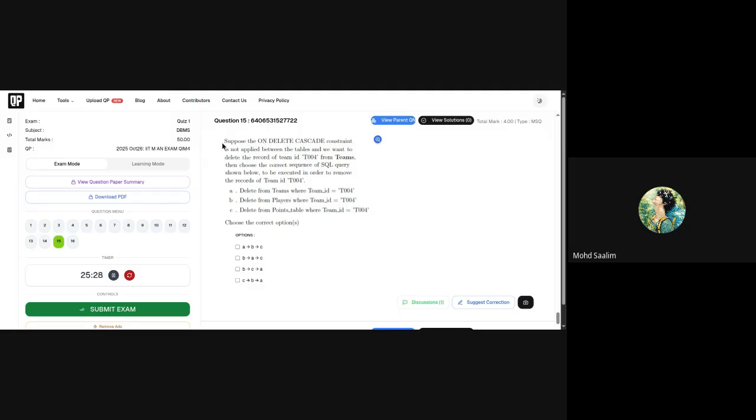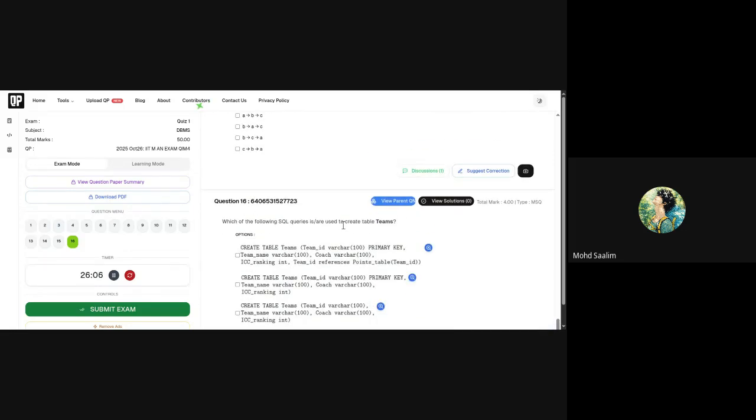Suppose the on delete cascade constraint is not applied between the tables and we want to delete the record of team ID from teams, then choose the correct sequence of SQL queries. So they are asking for the sequence. For that, you need to understand how cascading works. I am adding that in the topic of referential constraints. Referential constraints are asked multiple times in this one.